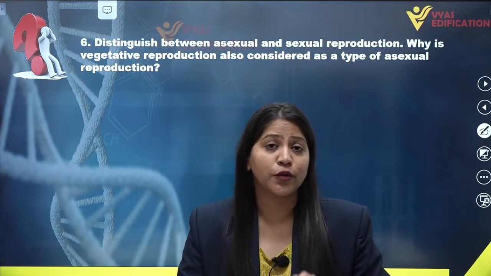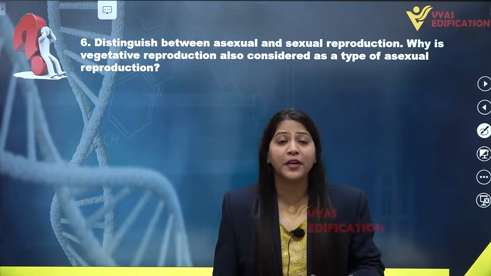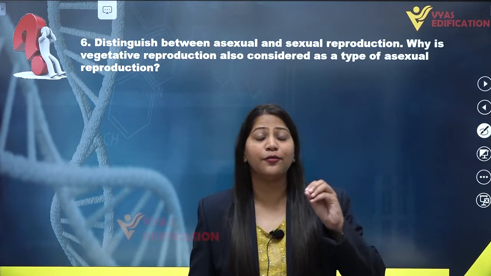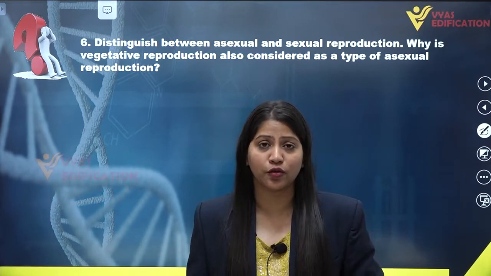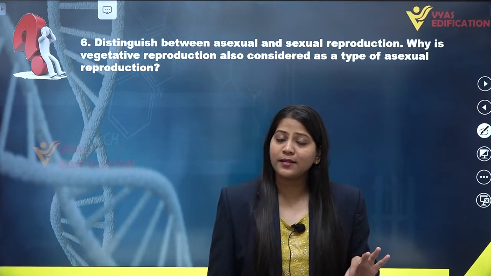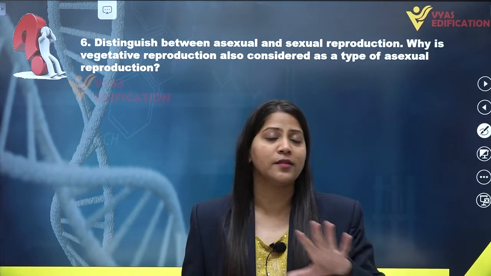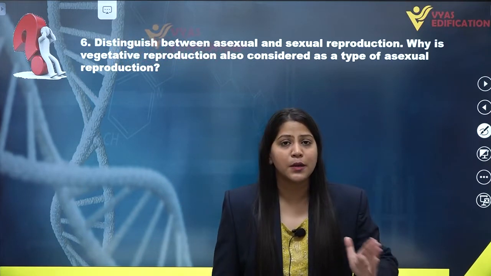First of all, we are going to talk about sexual reproduction. Sexual reproduction is a biological process which involves fusion of gametes. That means the fusion of gametes is the fundamental, characteristic feature of sexual reproduction. And in case of asexual reproduction, there is no fusion of different types of gametes. There is no fusion at all in asexual reproduction.